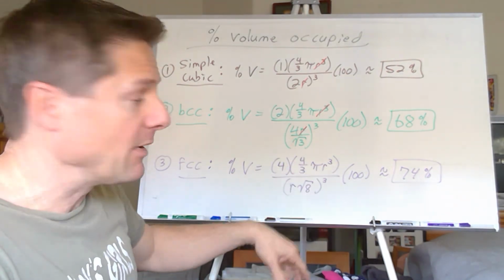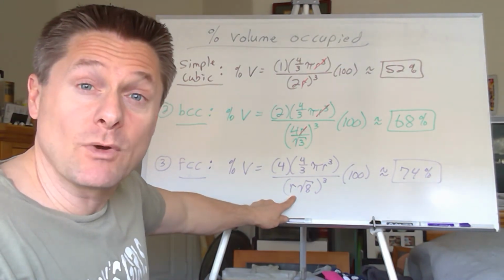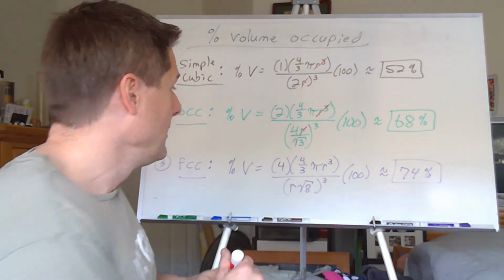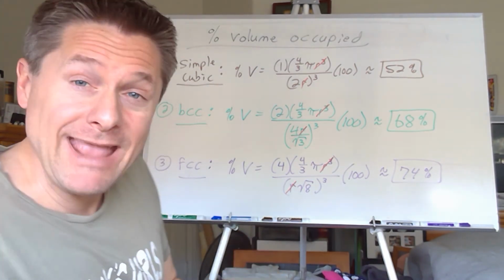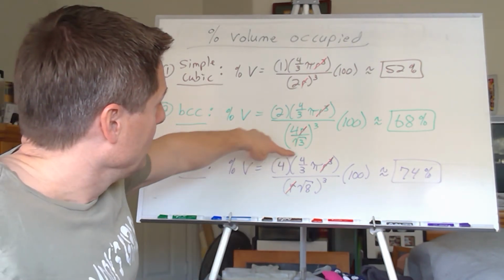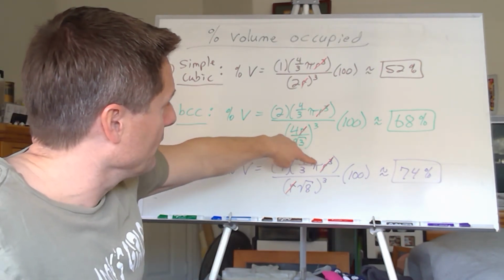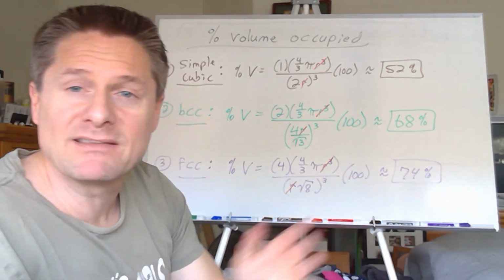And then for FCC, well, you've got 4 atoms in the unit cell, so 4 times 4/3 pi r cubed, volume of the sphere. And remember, the edge length for face-centered cubic was the atomic radius times the square root of 8, okay? And then cube that. You've got r cubed on top, r cubed on the bottom. So in every case, the radius cancels out. Sweet, right? So you get the 4 times 4/3 pi on the top. You get the square root of 8 cubed on the bottom. Times that by 100, you get about 74%.